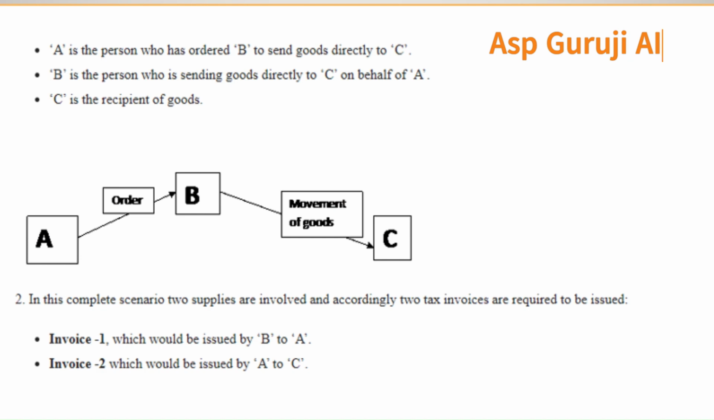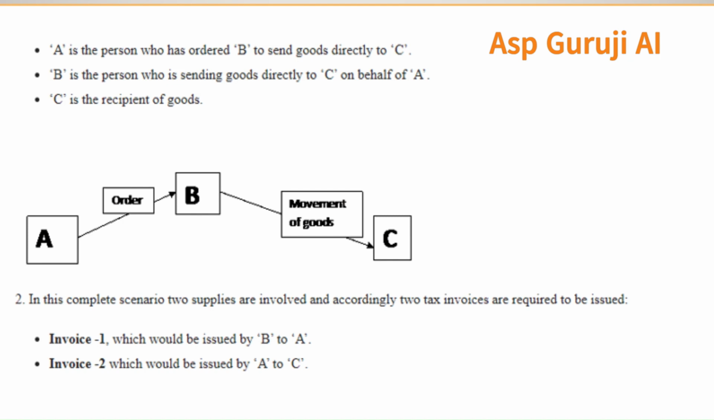In a bill-to-ship-to scenario, there are three key players: A, who places the order; B, who ships the goods on behalf of A; and C, the recipient of the goods. Now, here's the interesting part. Two supplies mean two tax invoices. Invoice 1 is issued by B to A, and Invoice 2 is issued by A to C. Now, the big question arises: who generates the EWAY bill for the movement of goods from B to C?